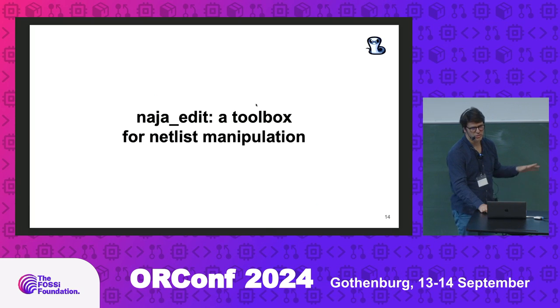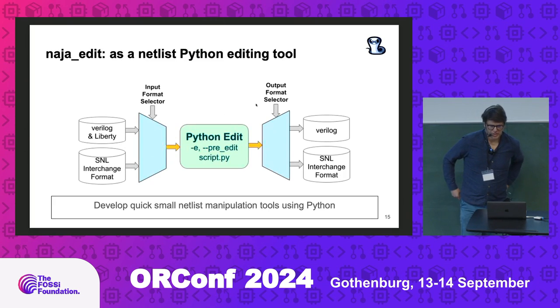Okay, so I'm switching now to a different topic, showing a bit of how the tool is constructed. You can use NetJEdit for completely different purposes. It's a binary. Of course, you can use it as a transformation tool between formats, but you can also use it as an entry point for Python editing. This can be used for data extraction from netlists, which we use a lot, but also even editing. So if you want to modify your netlist, you can use this tool.